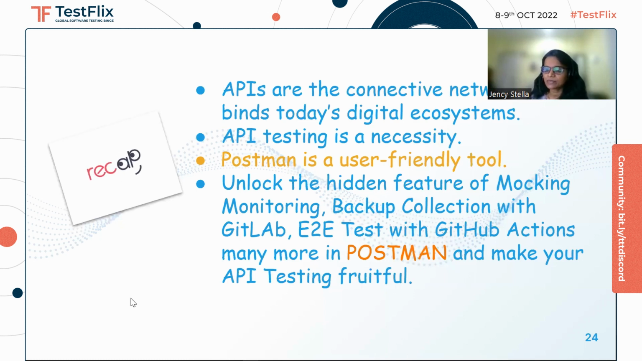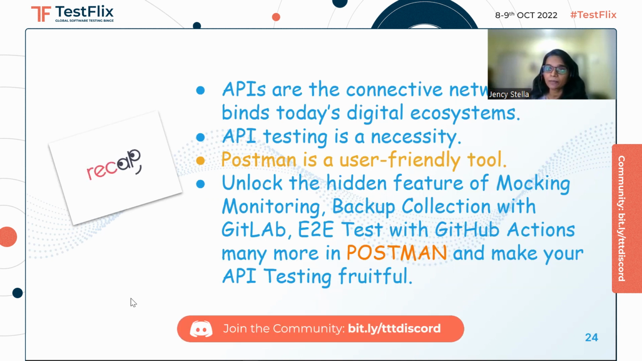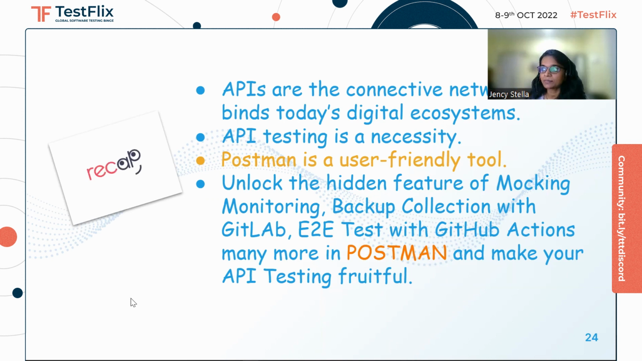So what are the topics that we talked about? Mocking, monitoring. We saw how to back up a collection using GitLab. We also saw the end-to-end test with GitHub Actions. There are many more features added in Postman. Do give it a try, explore it, and make your API testing fruitful.